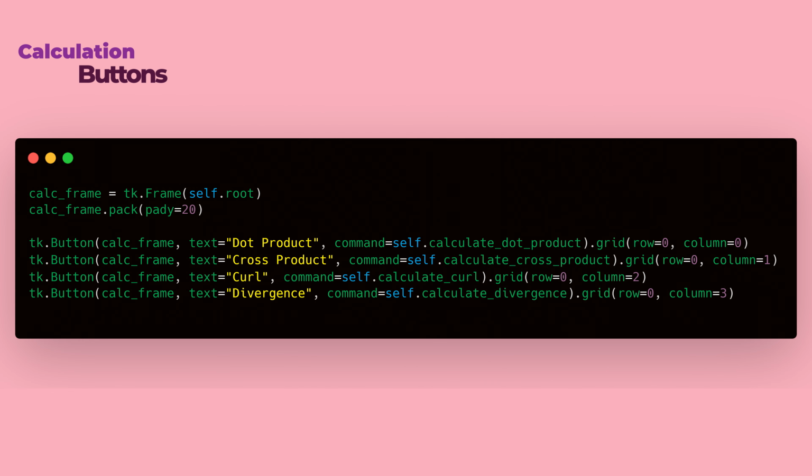Following the input fields, we add buttons for each calculation we want to perform: the dot product, cross product, curl, and divergence. Each button is linked to a specific method that performs the corresponding calculation when clicked. This interactive design allows users to initiate the calculation with a simple click, making the application user-friendly.